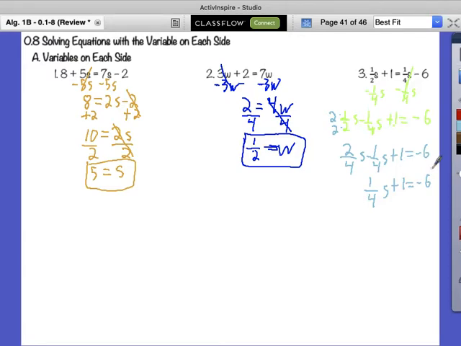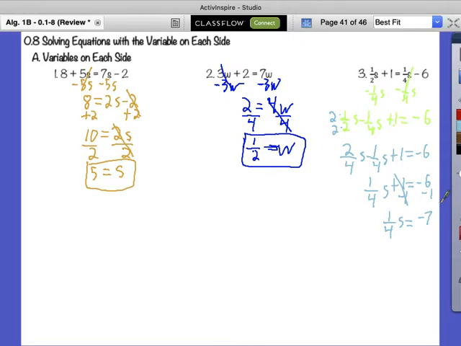Now what? Subtract 1. 1 minus 1 is 0, then undo the addition. 1/4 s equals negative 7. Very good, Reagan. 2 negatives become more negative when you're adding and subtracting, right?